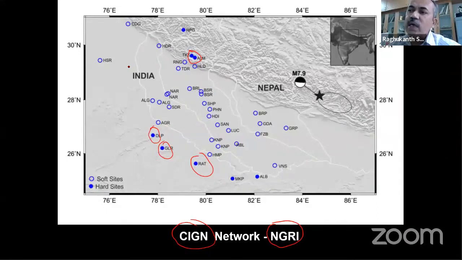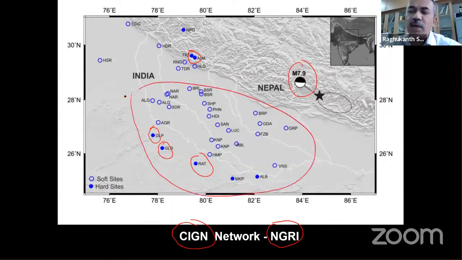And now, fortunately, what happened, we had this Nepal earthquake, 7.9 magnitude, then several aftershocks and several earthquakes which occurred in the Himalaya. So the whole data has been recorded at a majority of these instruments also.